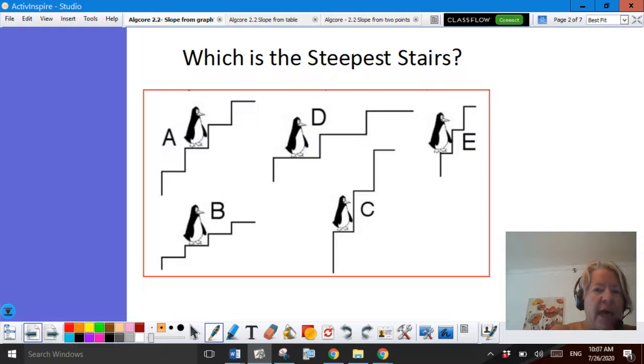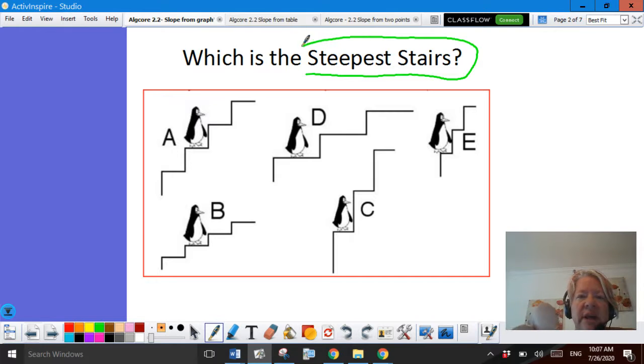And when we start that, I want you to look at these penguins and tell me which one is the steepest stairs. Which one is the steepest stairs? So write A, B, C, D, or E on your paper, and tell me which one is the steepest. Well, hopefully you crossed out D and went, it definitely isn't D, okay? And hopefully you crossed out B because it definitely isn't B.